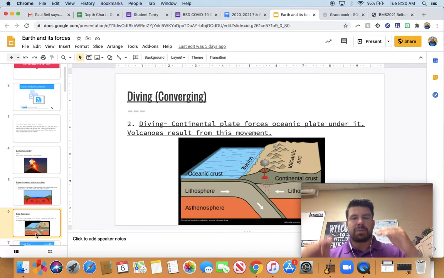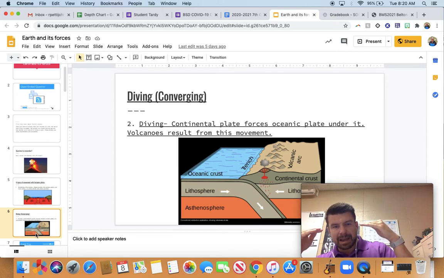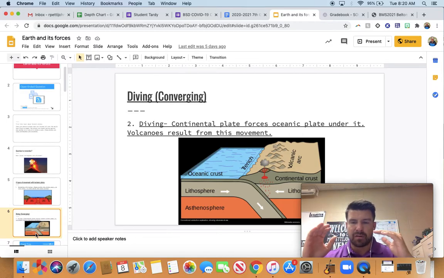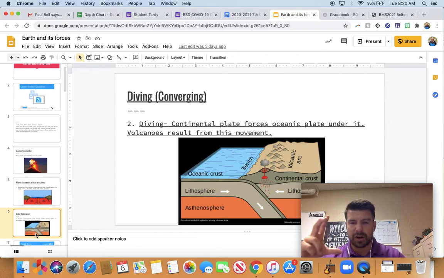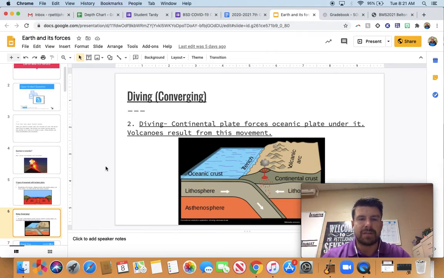This is when a plate hits a bigger plate and it forces it under. Imagine a Ferrari flying at 100 miles an hour. If it hits a semi, who's going to win? The semi. The semi is much larger, much bigger. What vehicle will end up on top? The semi. Similar situation here. We have a thicker crust and a smaller crust colliding, and when they collide, the bigger one is going to win. All right, so this is called diving or converging.